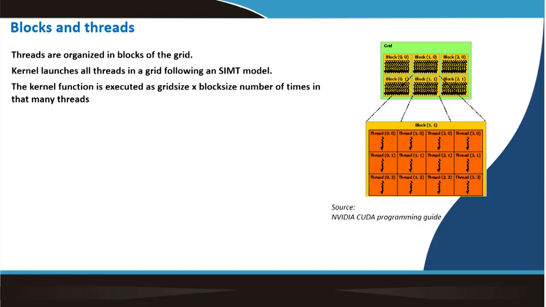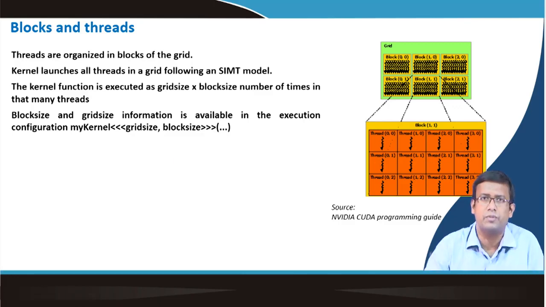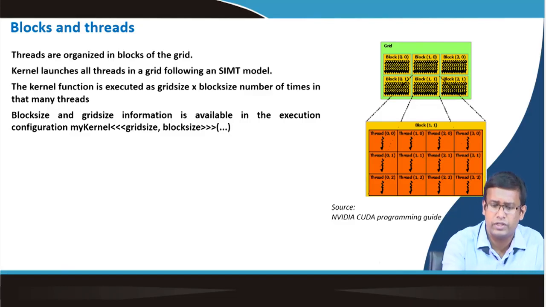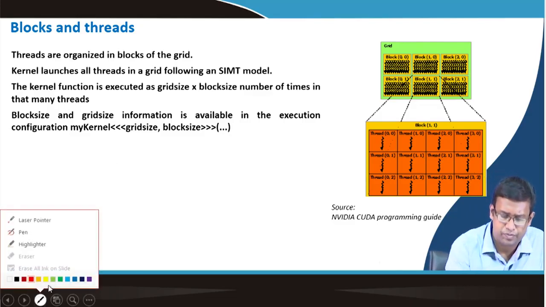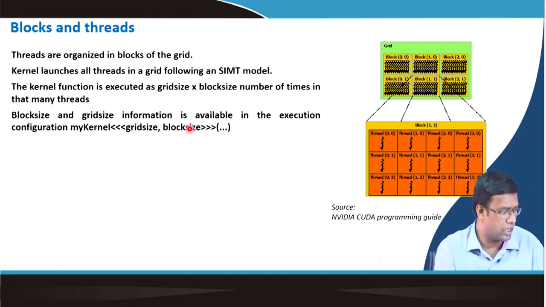If a kernel is launched, grid size is the number of blocks and block size is the number of threads in each block. So the total number of threads will be grid size times block size, because each block has the same number of threads. That will be the total number of threads launched when a kernel is launched, and this information is available in the execution kernel. What is the block size and grid size? The programmer has to specify a block size and a grid size when calling the kernel.